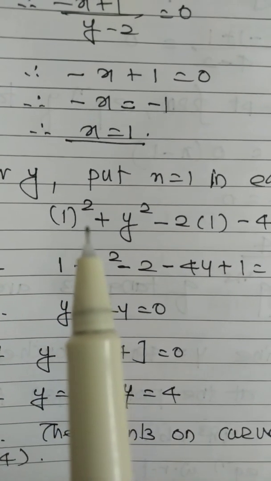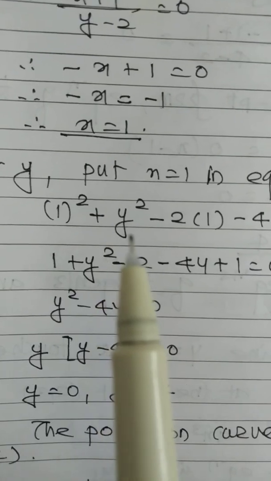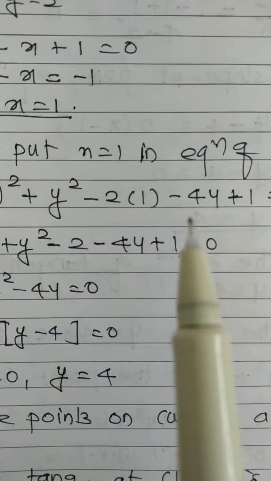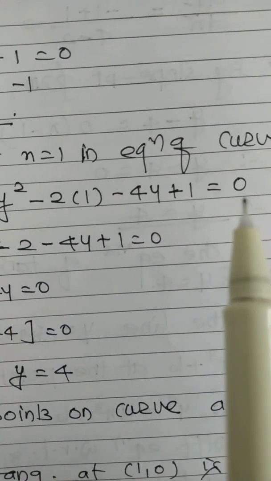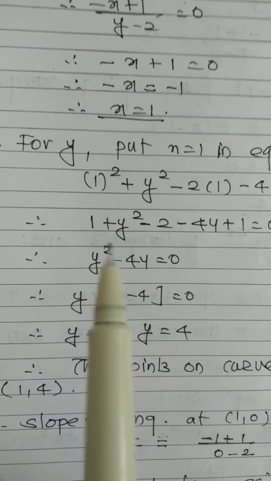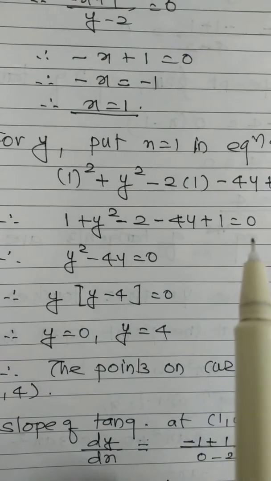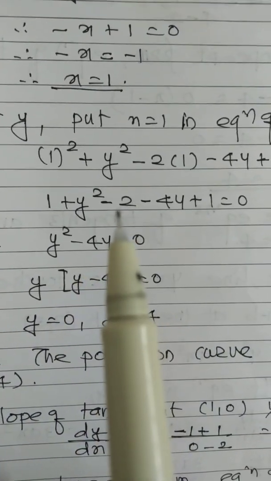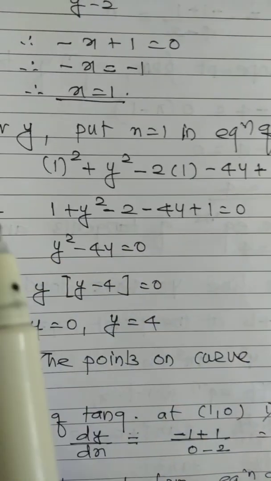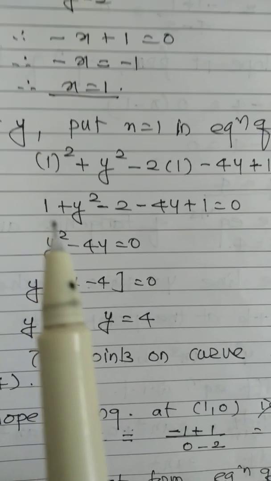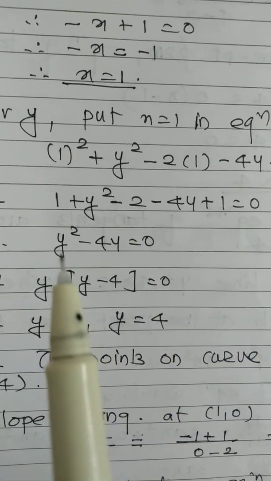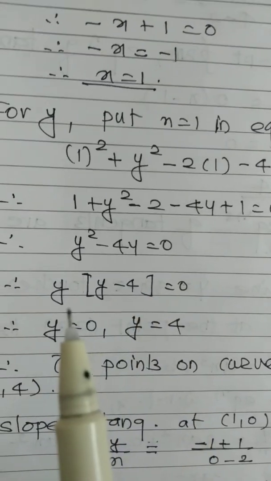So what is the equation of the curve? You know: 1 squared plus y squared minus 2 into 1 minus 4y plus 1 equals 0. So 1 plus y squared minus 2 minus 4y plus 1 equals 0. That minus 2 and this plus 1 cancel, so what remains is y squared minus 4y equals 0.